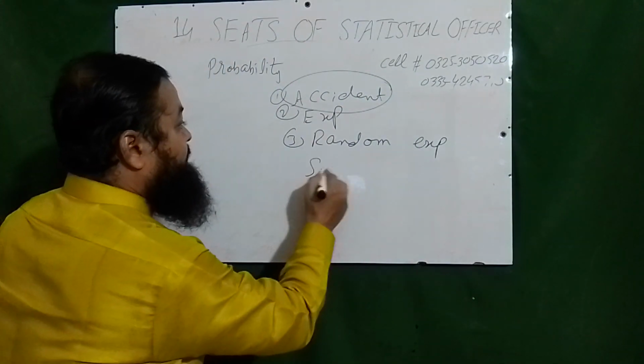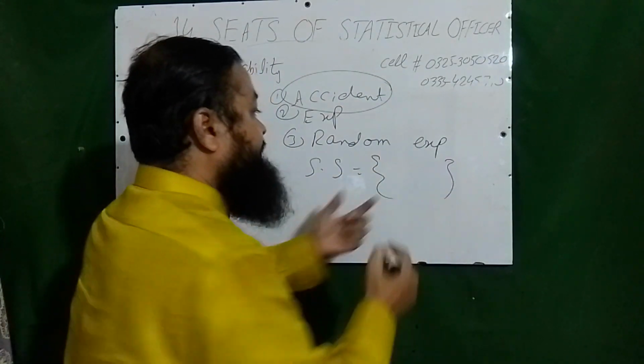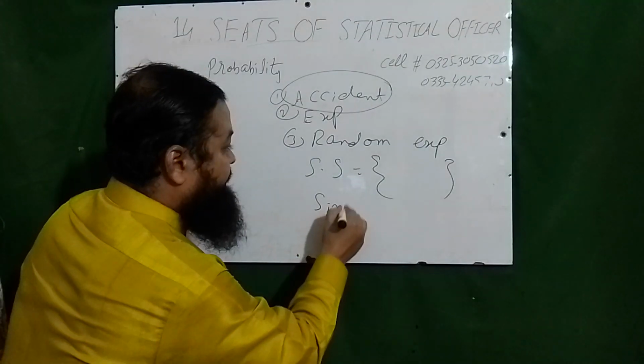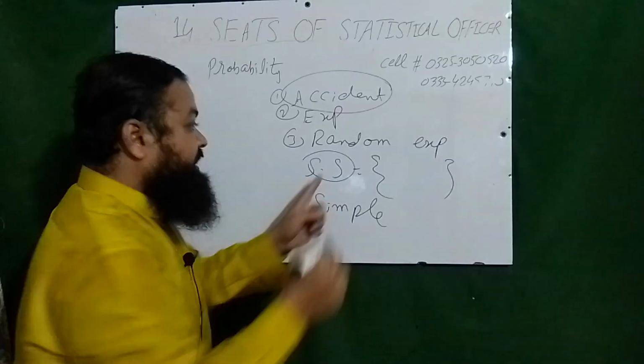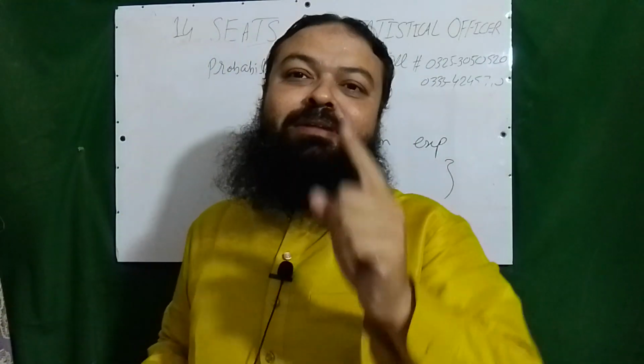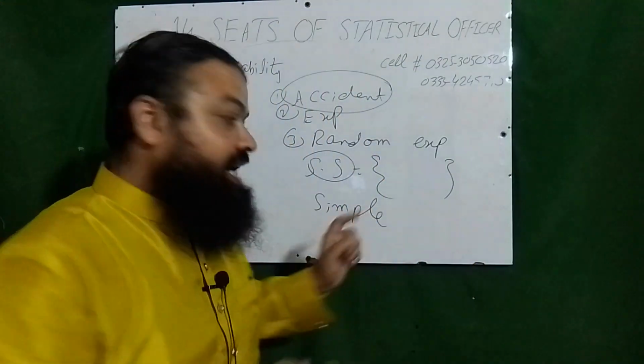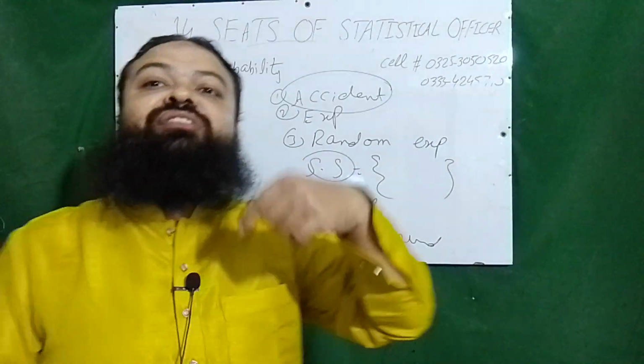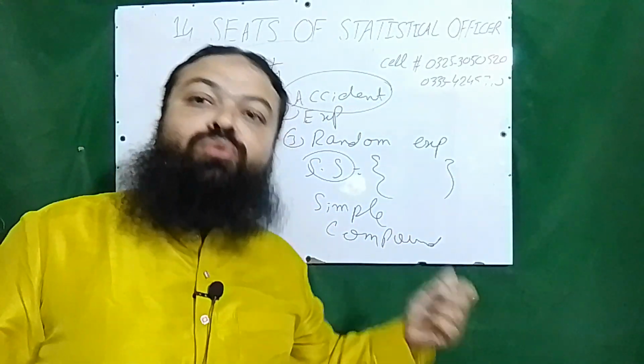Then sample space. The totality of all the events will be sample space. And what is simple event? If our sample space consists of only one sample point, that will be simple event. And if our sample space consists of two or more sample points, that will be compound event.